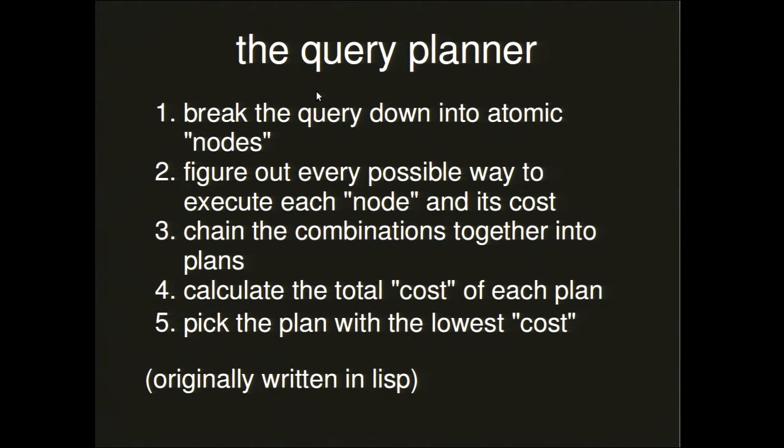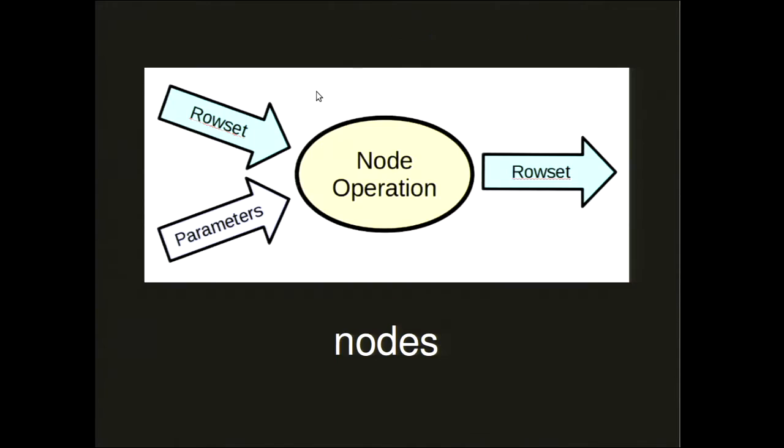Now, each one of those nodes is going to have an estimated cost. So then it'll add up the cost of every different possible combination into a bunch of sets of different plans, each of which has a different cost. And then it'll pick the plan with the lowest overall cost. I've been told by some of the original Postgres developers that our query planner was originally written in Lisp. It certainly feels like it was, in terms of how it works.